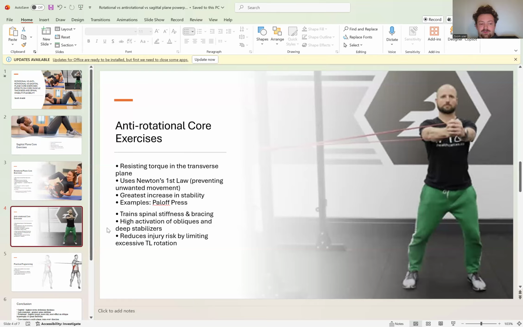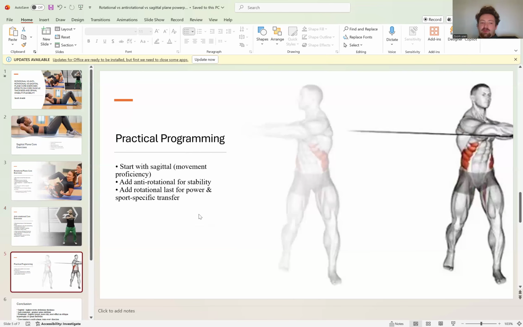So moving on to our practical programming model. And this model is supported by the Sarapkis and Conrad articles. So first off, start with the sagittal plane movements, okay? Your crunches, your sit-ups, gain movement proficiency. And that is for a few different reasons. One would be the very low barrier of entry. I mean, I can do a sit-up right here, right now, right?